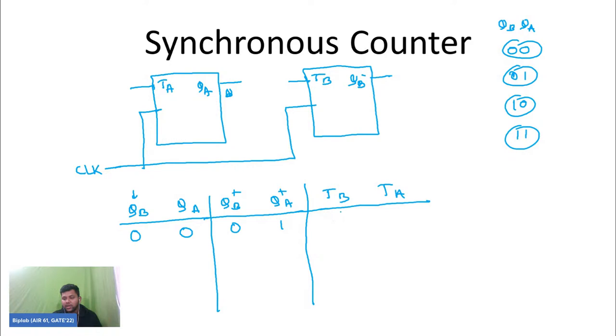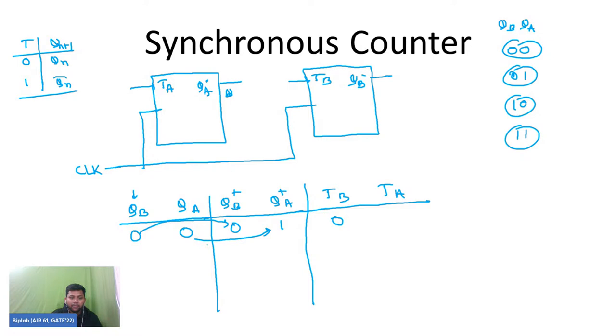So consider the T flip flop and the output N plus 1. If it is 0, it holds the previous value. If it is 1, then it gets complemented. Now you are not complementing, you are retaining the same value. That means TB will be 0. You are complementing QA. Before QA was 0, now you are making it 1. That means you are complementing the output. So TA should be 1.